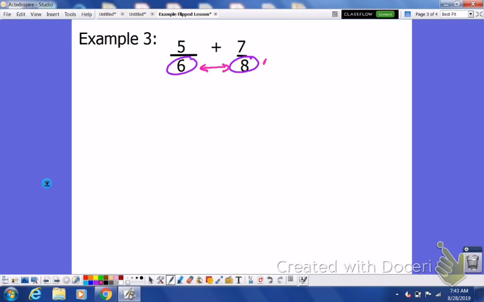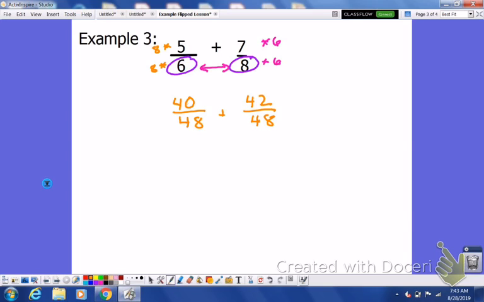So 8 times 6, which also means we're going to do 7 times 6 in our numerator. And then on the other side, 6 times 8. So again, also multiply in our numerator, would give us 40/48 plus 42/48.